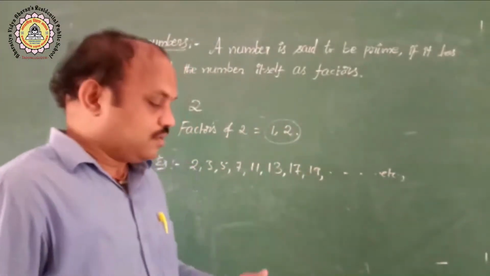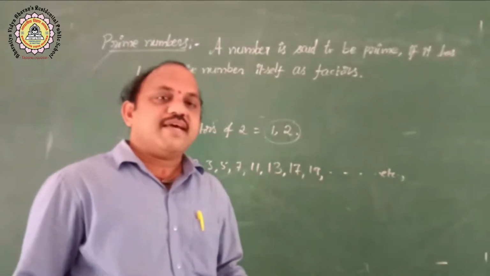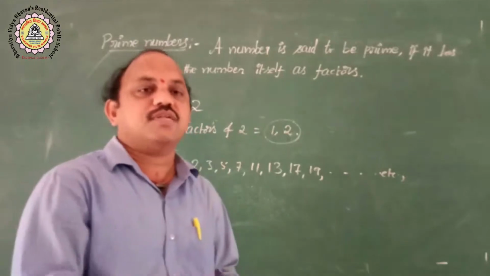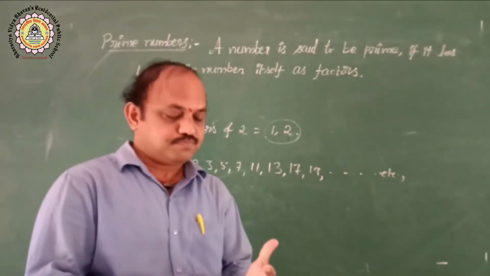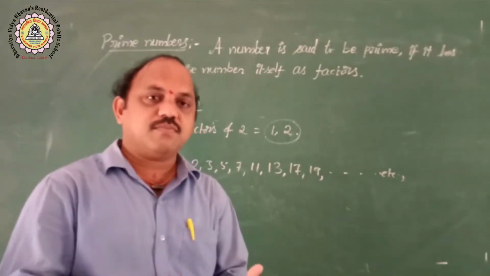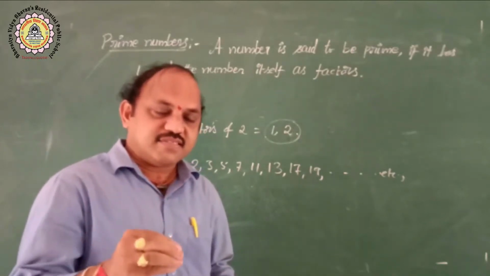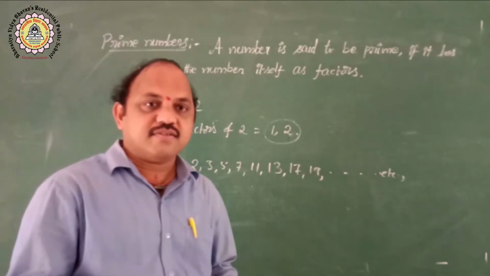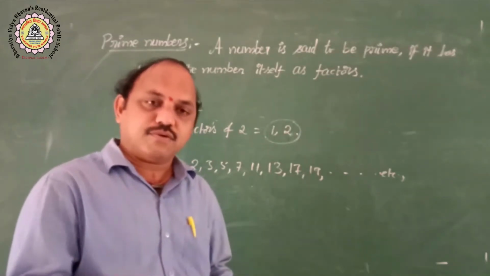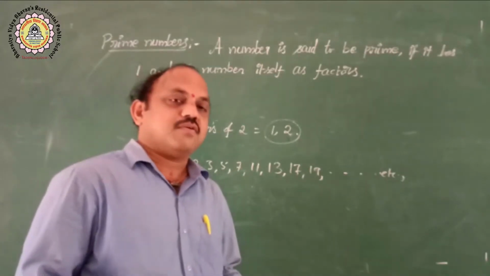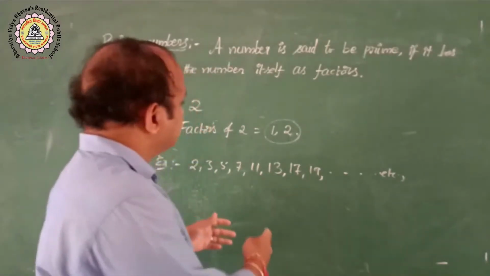So today we discussed these 4 definitions: even number, odd number, composite number, prime numbers. So learn these definitions and practice all these definitions with examples at home. So this is today's topic.